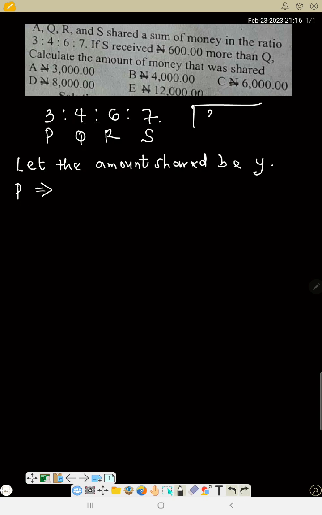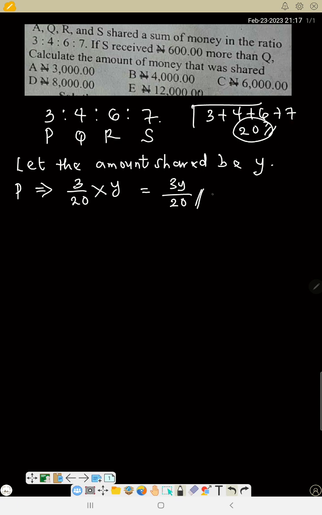So that means this will be 3 plus 4 plus 6 plus 7. Add everything, so everything should be 20. That means the total ratio is 20. So P will receive 3/20 times Y. That is the total amount they are sharing, since we don't know. So 3/20 Y is the amount P will receive.